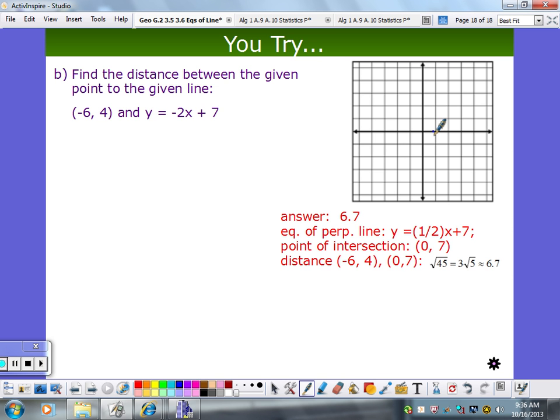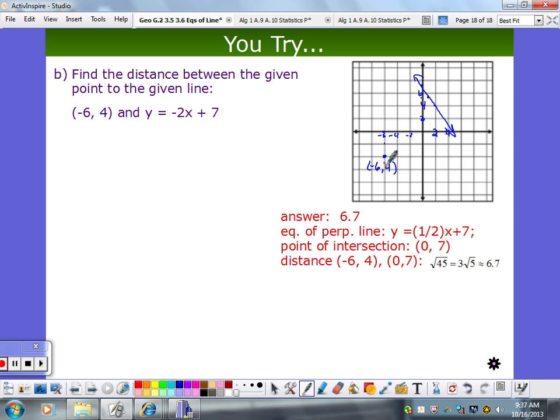This one, I actually went by 2's here because it looks like I didn't have enough space. So y equals negative 2x plus 7. Plus 7's here. And I've got to go down to right 1. I don't know, I've got some line going on here. At point (negative 6, 4). So I basically want this distance here. How do I do this one?